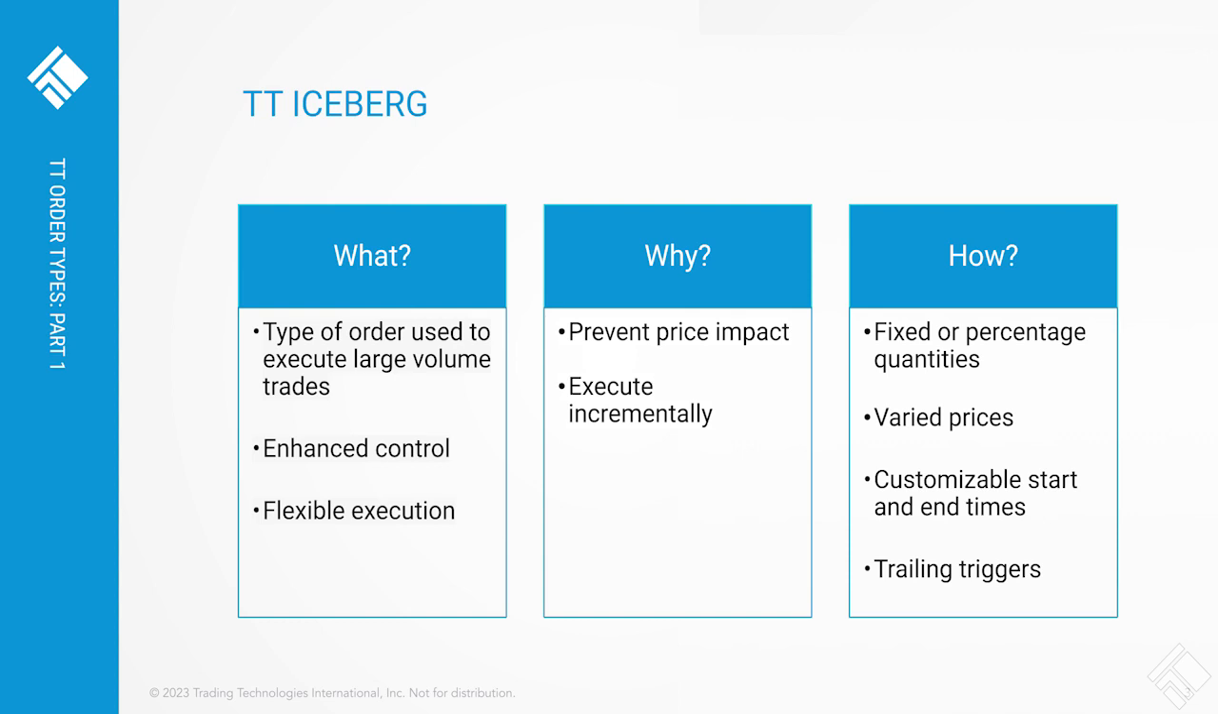First, we will discuss the TT Iceberg order type. A TT Iceberg order executes a large volume order by breaking it into smaller disclosed orders, publicly displaying only the specified portion instead of the full order quantity. When one disclosed portion fills, the next portion is entered into the market. This process continues until the order is filled.